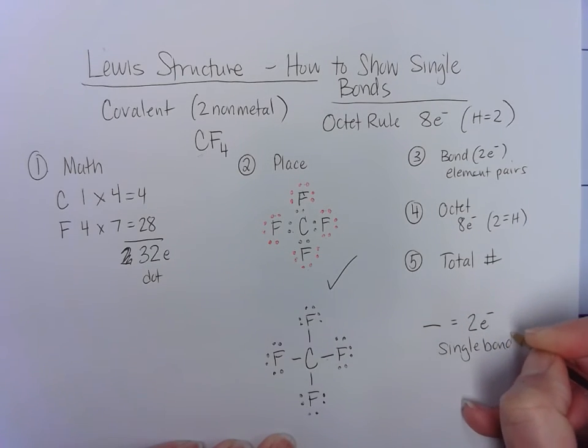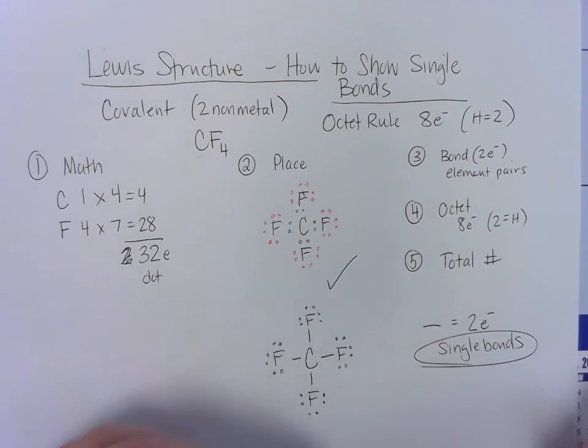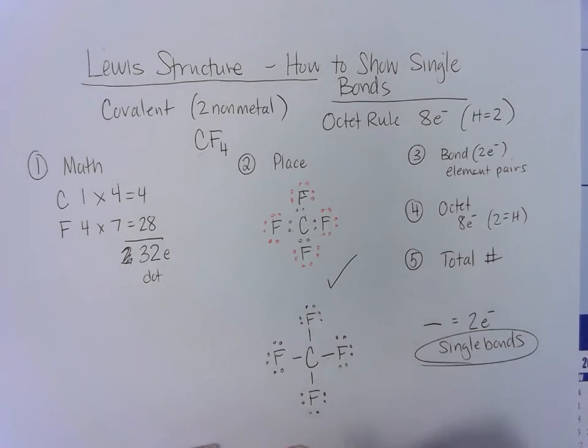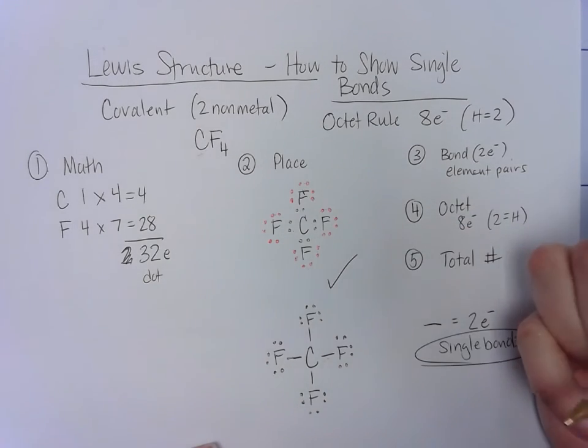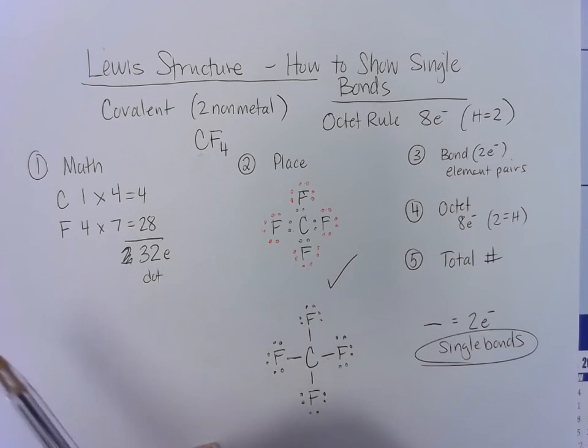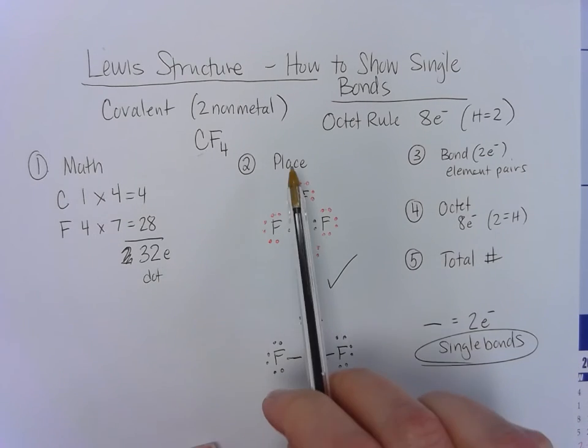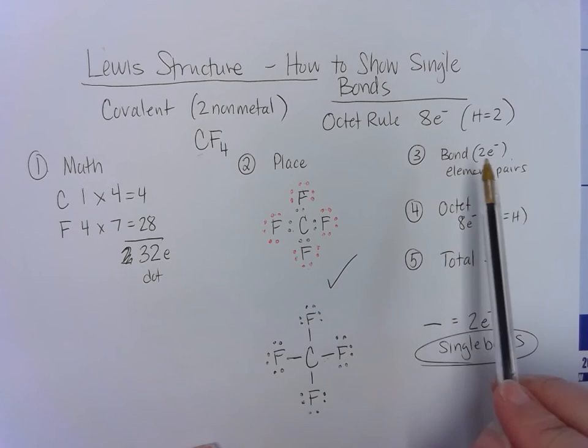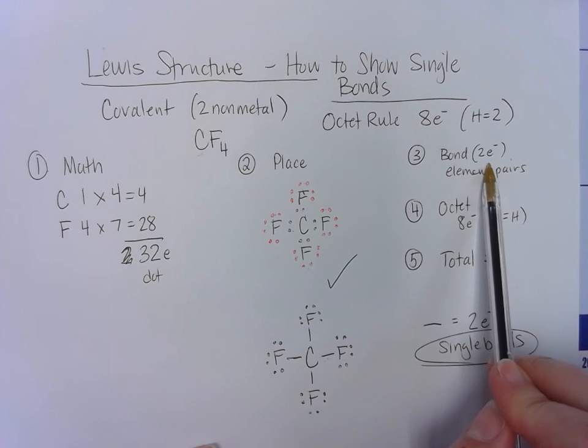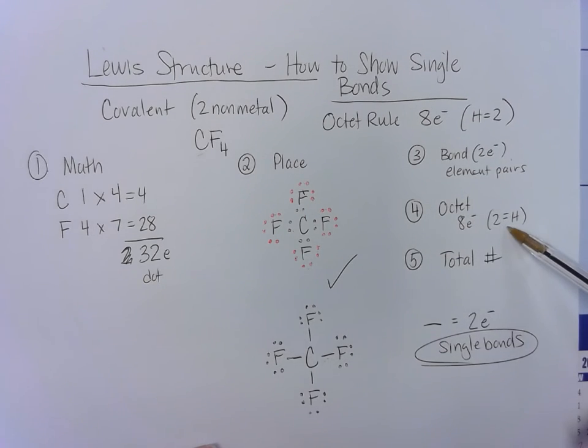You can change them depending on your own personal preference. Sometimes I prefer to have the lines. I think it makes it more easy to see. Sometimes having the dots is a better example. 4 or 5 steps. Do the math, place your elements in the right spots, put 2 electrons between each pair of elements, finish filling out the octet rule, and double check to make sure you have the right number of dots.